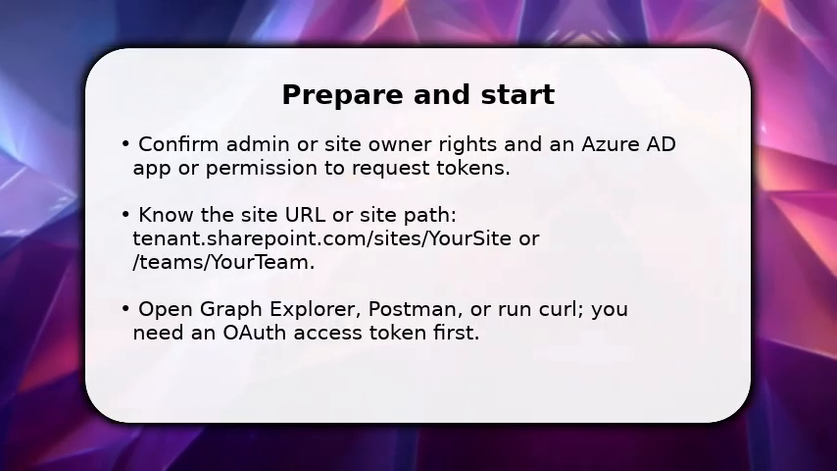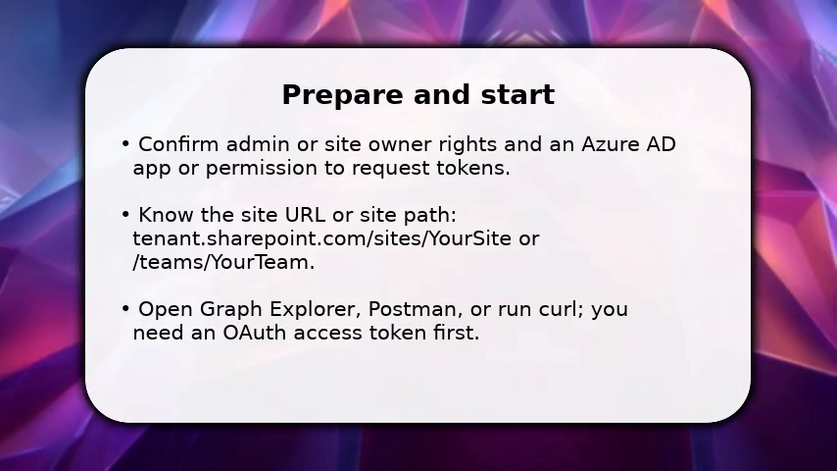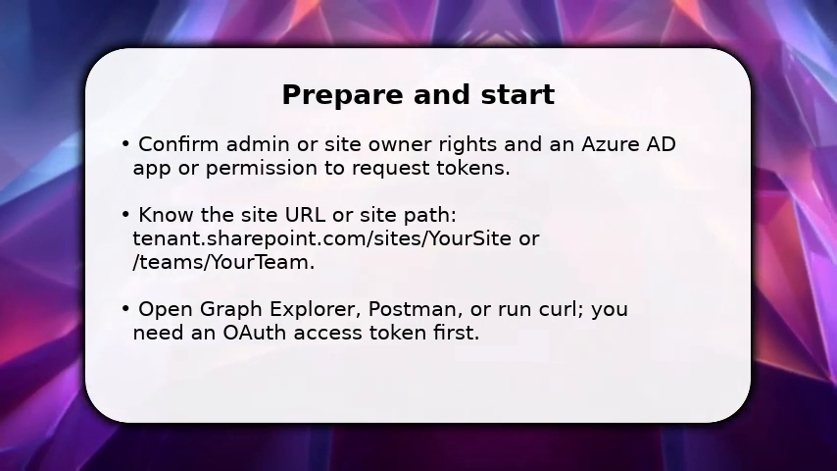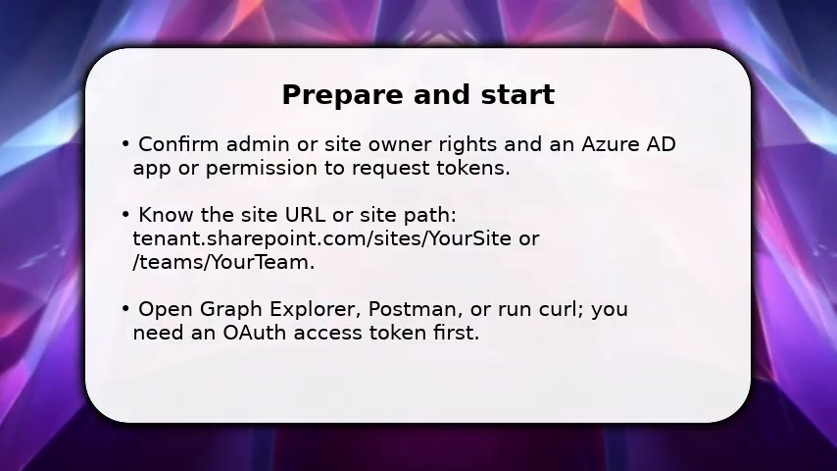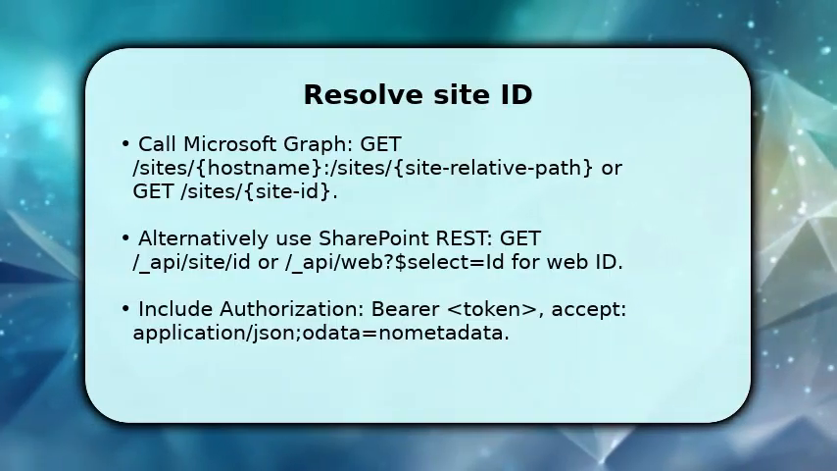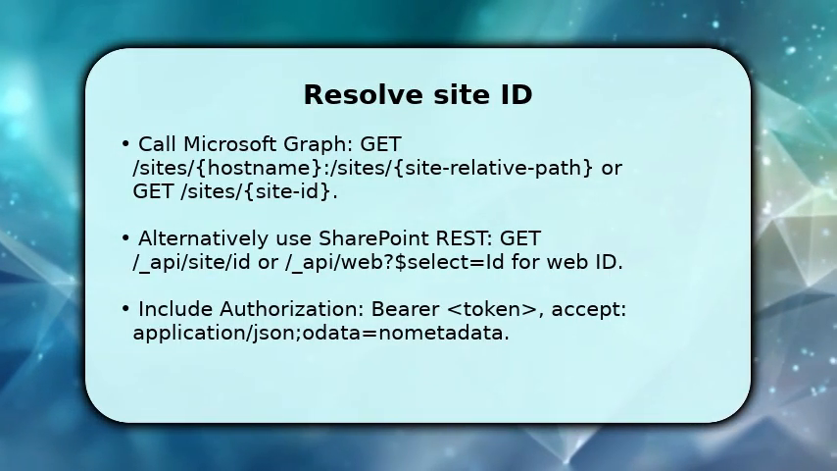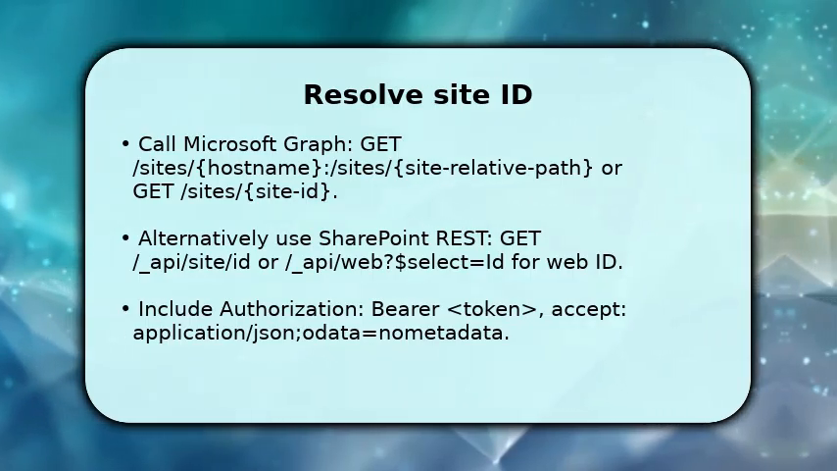Once you have the token, you are ready to call the API to resolve the site identifier. Now you perform the API call that returns the site ID. Use the Microsoft Graph site path approach: GET /sites/{hostname}:/{relative-path}, because it resolves by human-friendly URL and returns a site ID string.